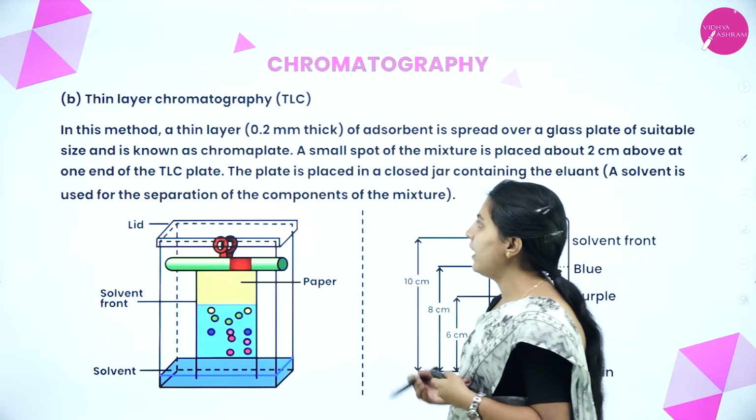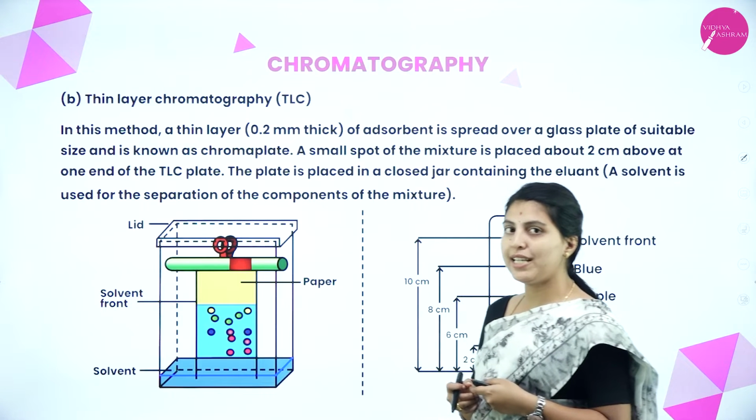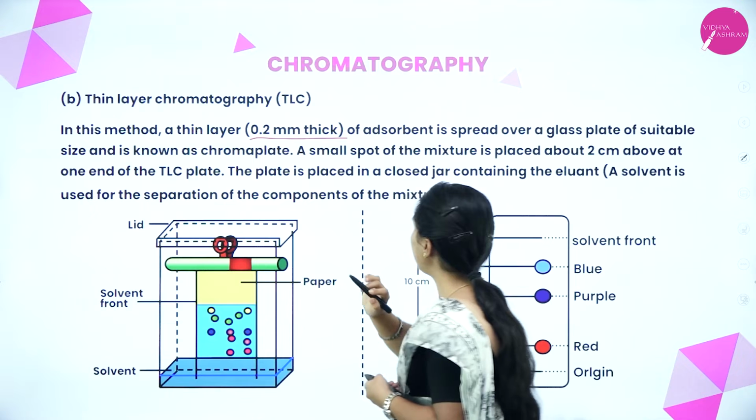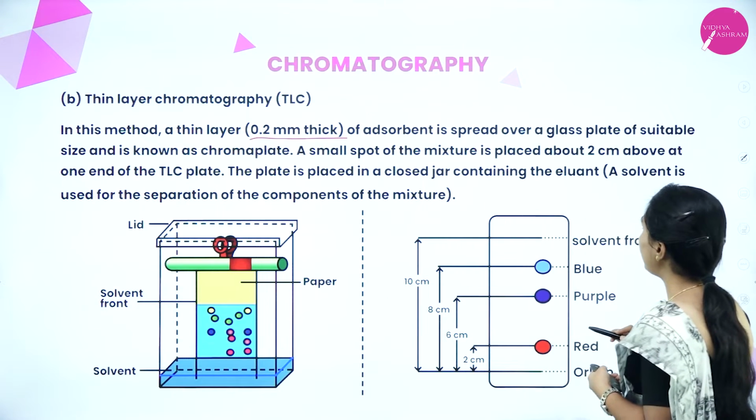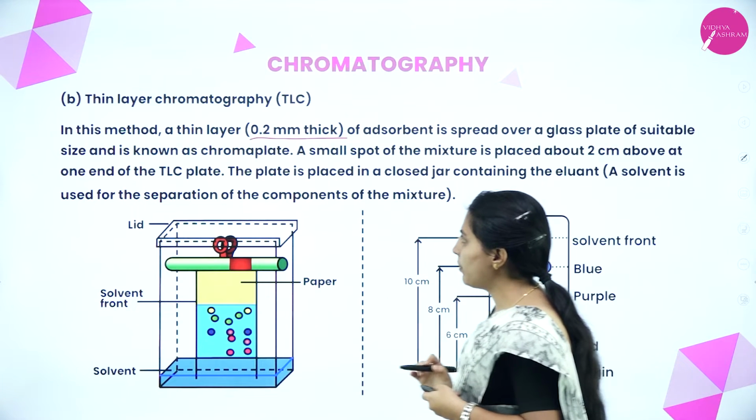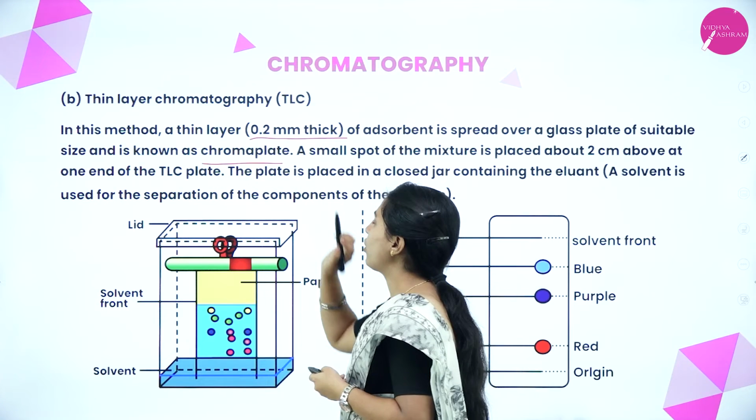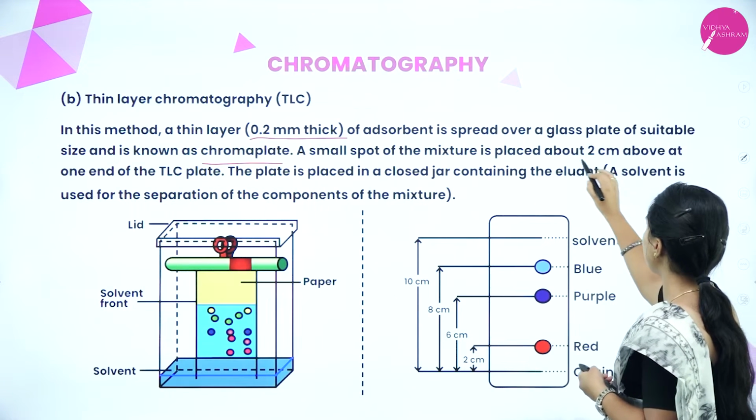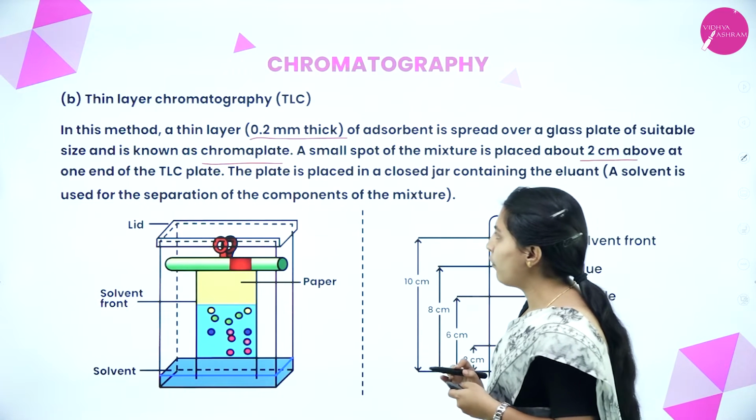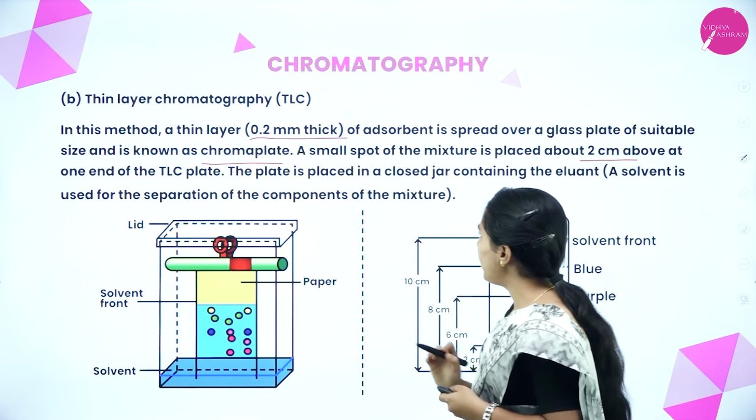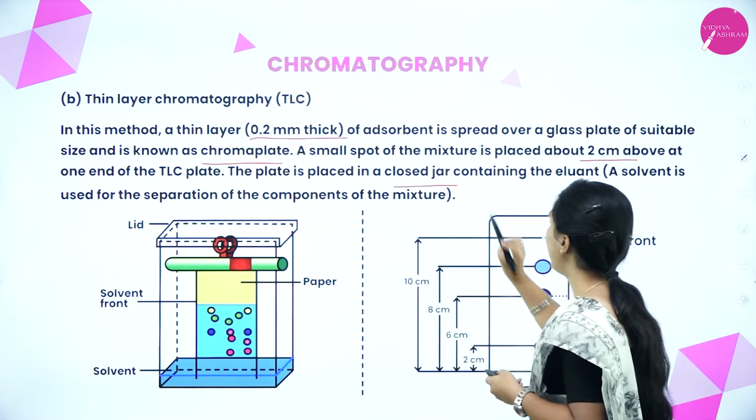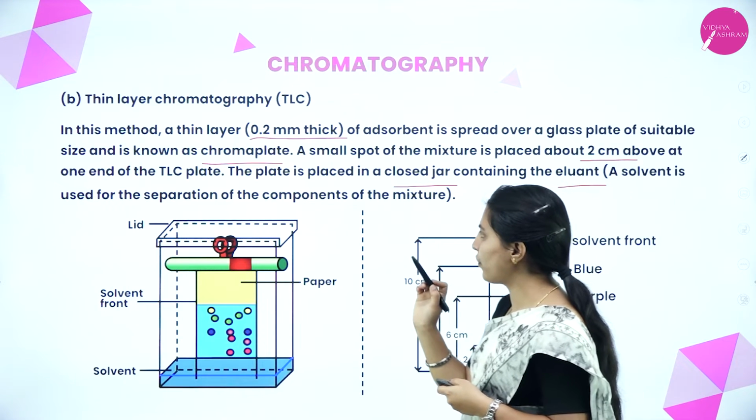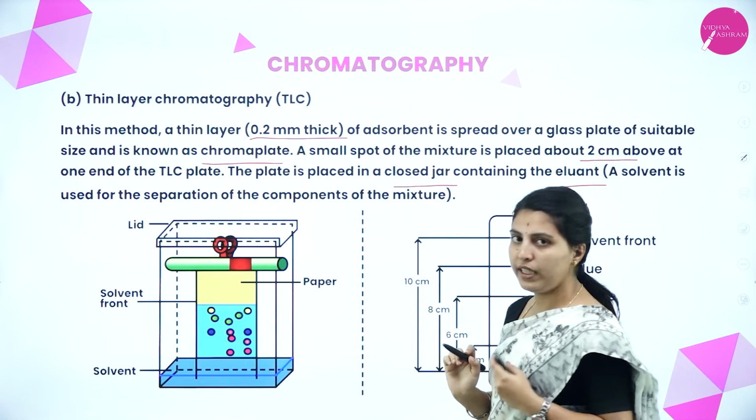Next is thin layer chromatography, called TLC. In this method, a thin layer, 0.2 mm thick, of adsorbent is spread over a glass plate of suitable size, called a chroma plate. A small spot of the mixture is placed about 2 cm above one end of the TLC plate. The plate is placed in a closed jar containing the eluent, a solvent used for the separation of the components of the mixture.